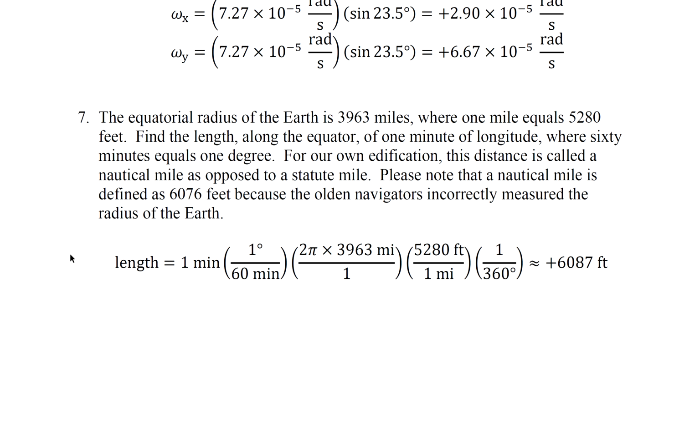Next question. The equatorial radius of the Earth is 3963 miles, where 1 mile equals 5280 feet. Okay, you could read the rest. The length is 1 minute, and we're going to convert 1 minute to feet.